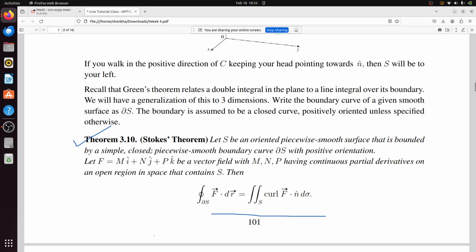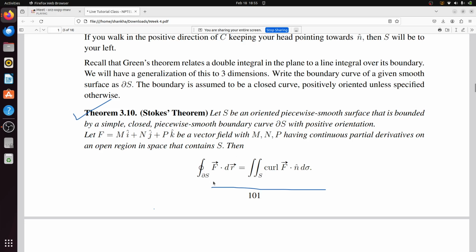Read with me the statement of Stokes theorem. Let S be an oriented piecewise smooth surface that is bounded by a simple closed piecewise smooth boundary curve delta S with positive orientation. Let F be a vector field with components M, N, P having continuous partial derivatives. This is how the line integration over the boundary is interconnected with the surface integration on that domain. So this is the statement of Stokes theorem.